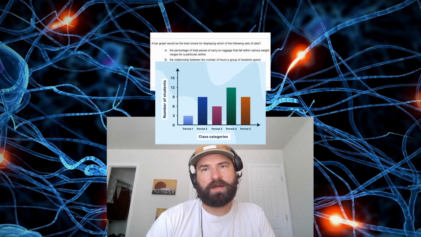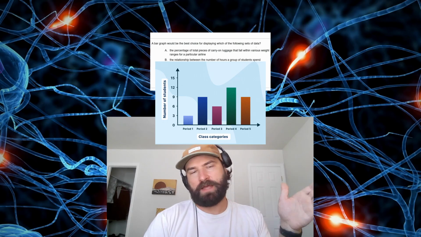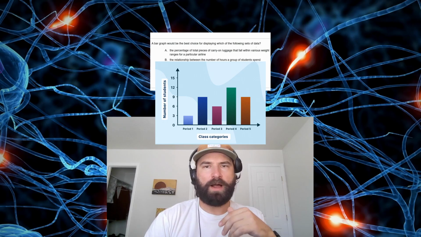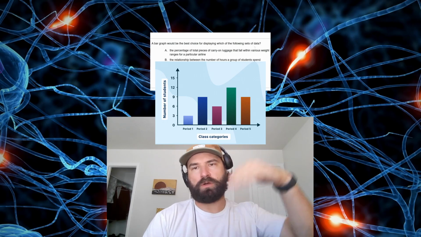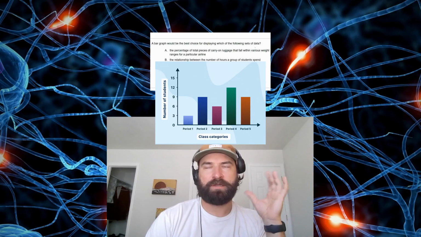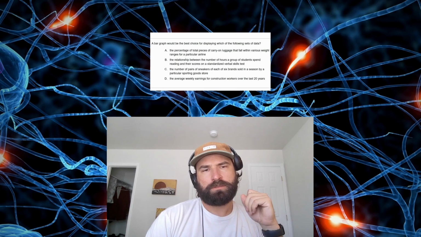Typically with a bar graph, you have some categories that each bar represents, and then that goes across the x-axis. And on the y-axis, we have some numerical values where these bars are going to fall. So we're measuring basically how much each category contains, right? So let's think about the answers here and how they might pertain to that.